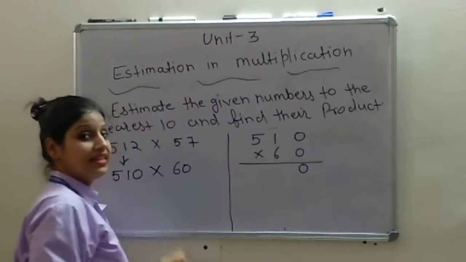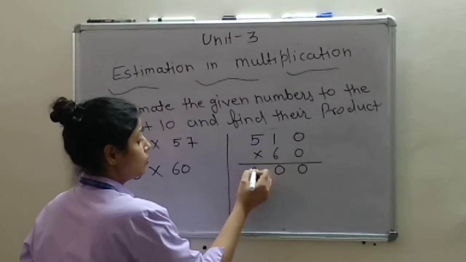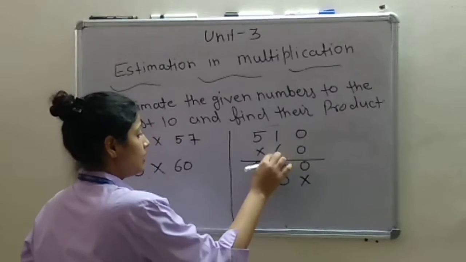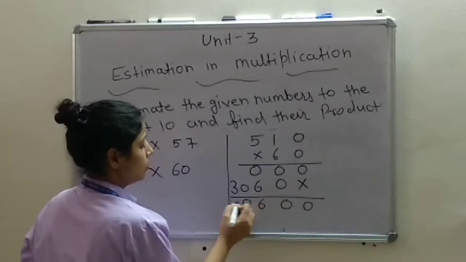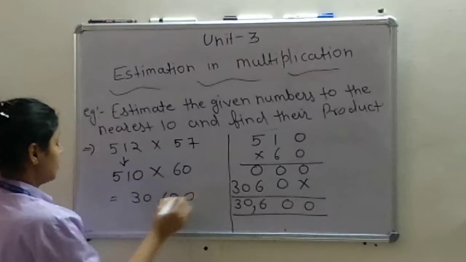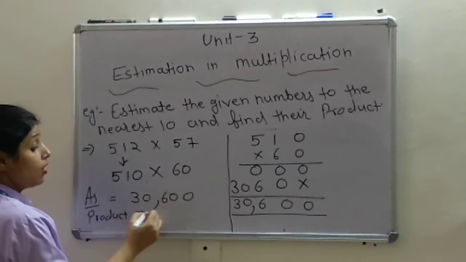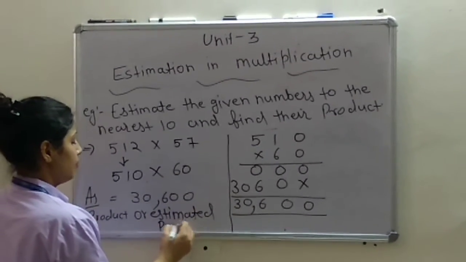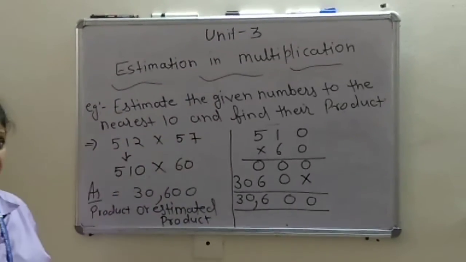0 multiplied by another number will give 0. 0 zeros are 0, 0 ones are 0, 0 fives also 0. Now 6 zeros are 0, 6 ones are 6. 6 fives are 30. So what did you get? Your product will be 30,600. This is your answer or product or estimated product, right? This is your estimated product. So hope you have understood the rounding off to the nearest 10. Alright.